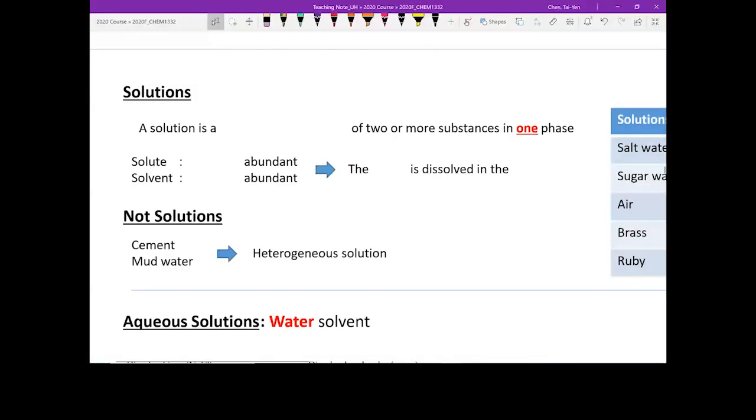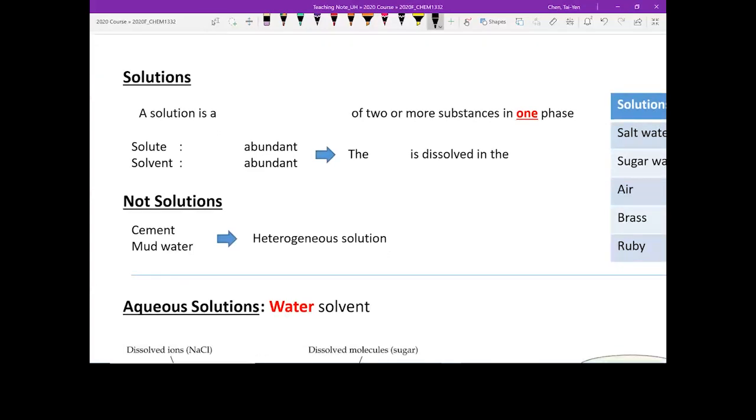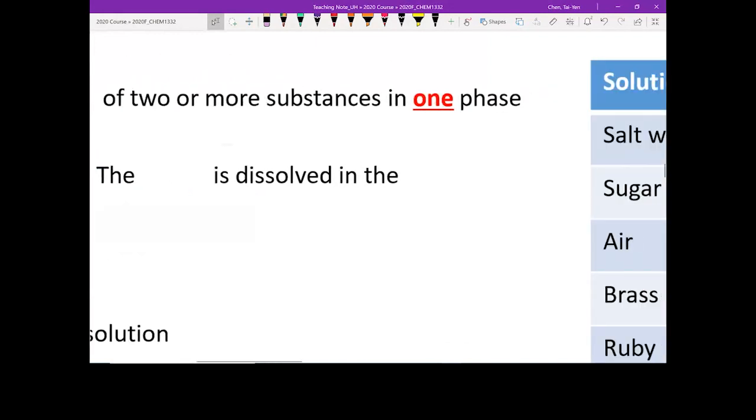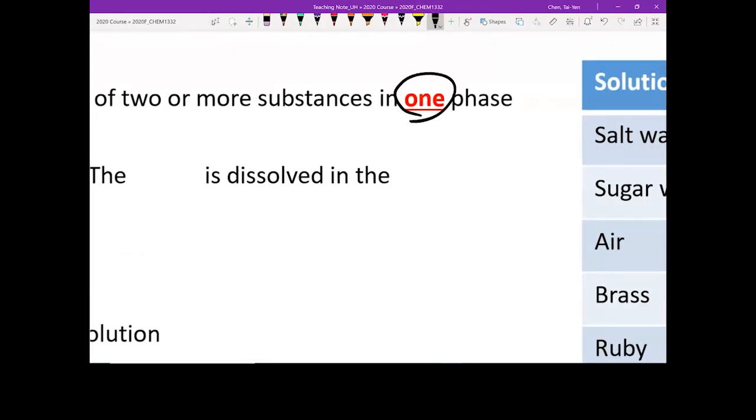Okay, so chapter 10 is all about solutions. Before we can know more about the solutions, we need to actually define what a solution is. So a solution is defined as a homogeneous mixture of two or more substances in one single phase.